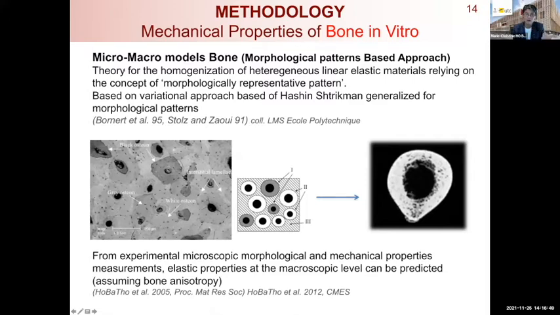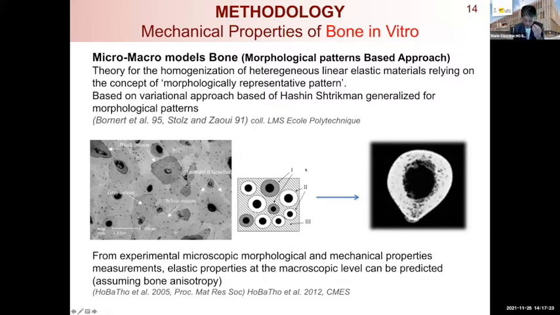And so we use a theory which has been developed at the LMS, which was based on a variational approach of Hashin and Shtrikman, generalized for morphological patterns. So it allowed us, using this kind of model, to predict the macro structure from micro measurements. It was very interesting, because I also have the macro structure characterization, so it was very interesting to check the model and to see the reliability of this model.